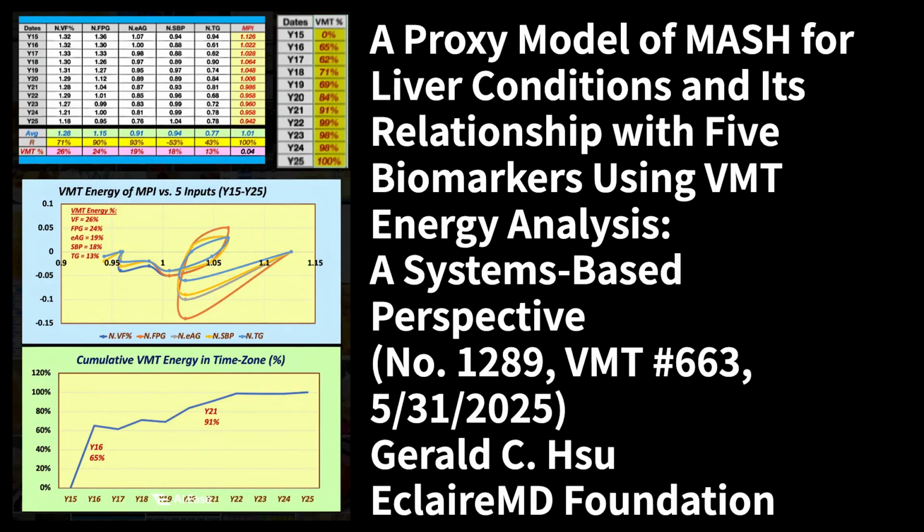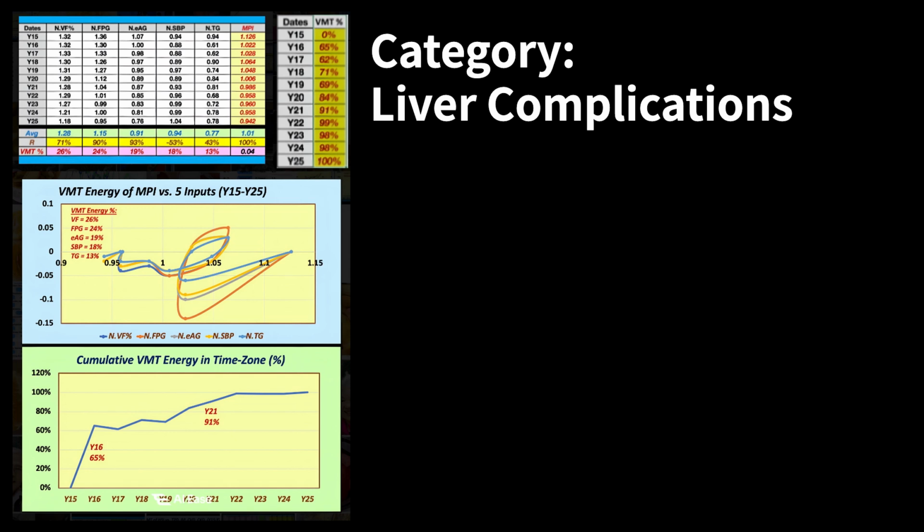A proxy model of MASH for liver conditions and its relationship with 5 biomarkers, using VMT energy analysis, a systems-based perspective. Number 1289, VMT Sharp 663, March 31, 2025, 5,300,000. Gerald C. Eclaire, MD Foundation. Category: Liver complications.